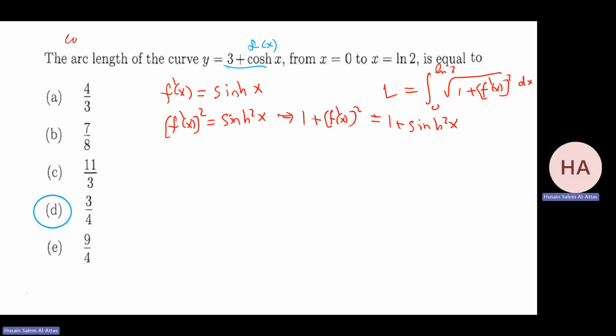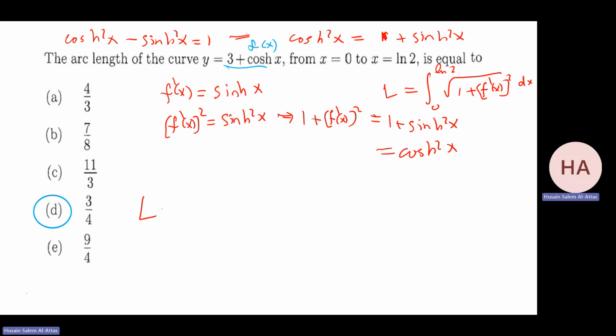Now be careful. Cosine hyperbolic squared x minus sine hyperbolic squared x is equal to 1. So that means cosine hyperbolic squared equals 1 plus sine hyperbolic squared. Yes. So that is cosine hyperbolic squared x. So that will kill the square root, and I know cosine hyperbolic is always positive, so no problem too. I don't need absolute value. So L will be from 0 to ln 2, cosine hyperbolic squared under the square root, that will be cosine hyperbolic x dx. Yeah, that will make it easier.